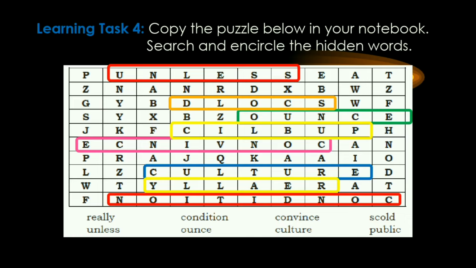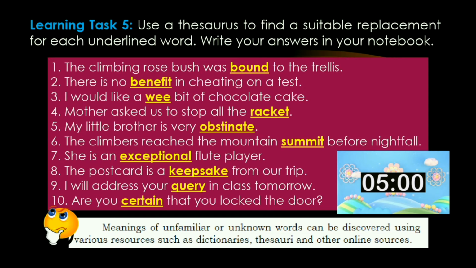This time, let's move on to learning task number 5. For learning task number 5, you're going to use a thesaurus to find a suitable replacement for each underlined word. Okay, if you do not have a thesaurus book, you may go to thesaurus.com to find a suitable replacement for each word in each item. So you will be given 5 minutes to do this. Go!